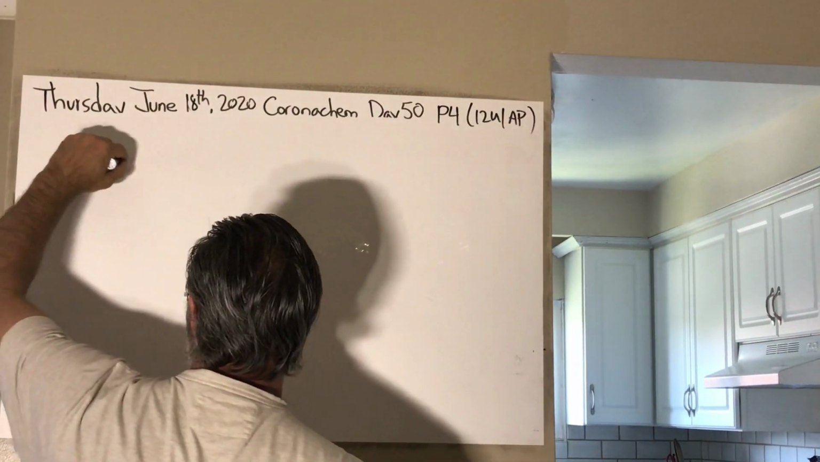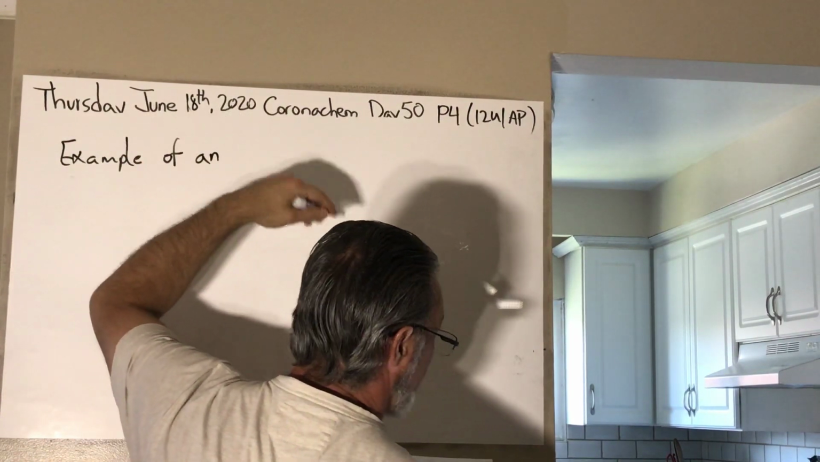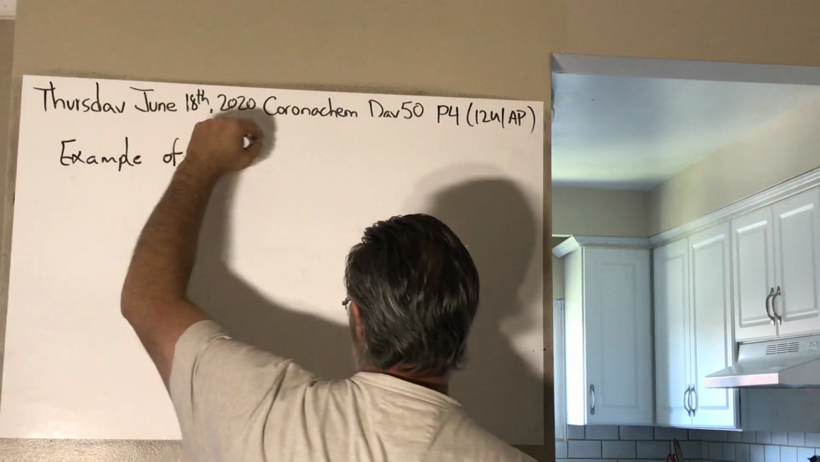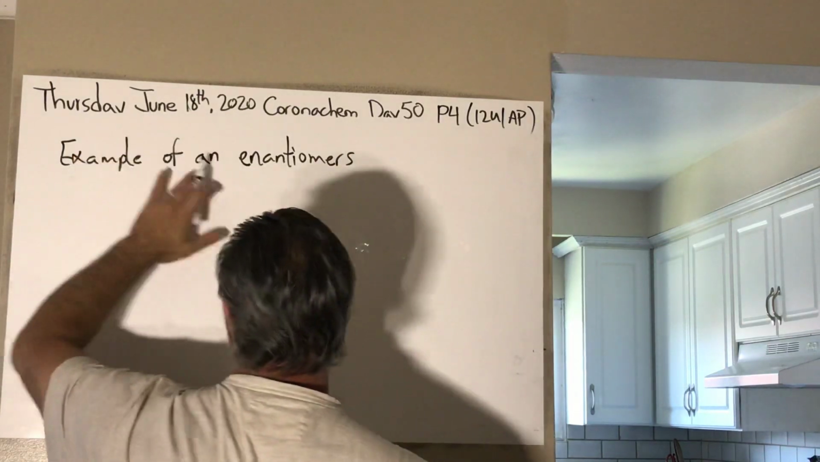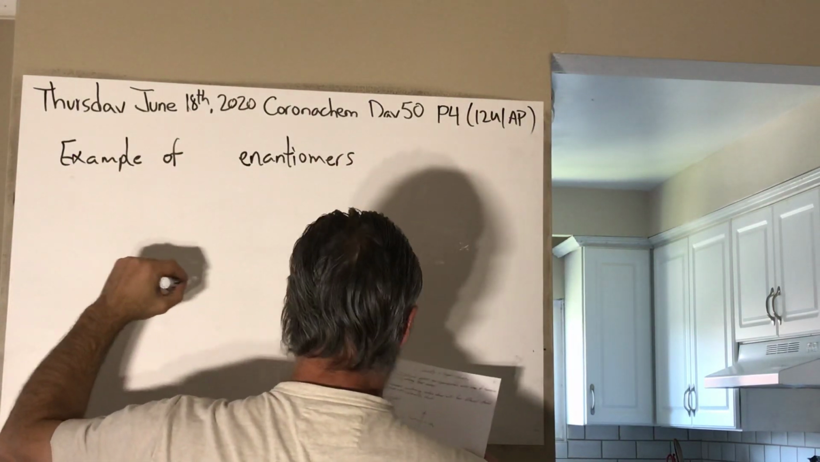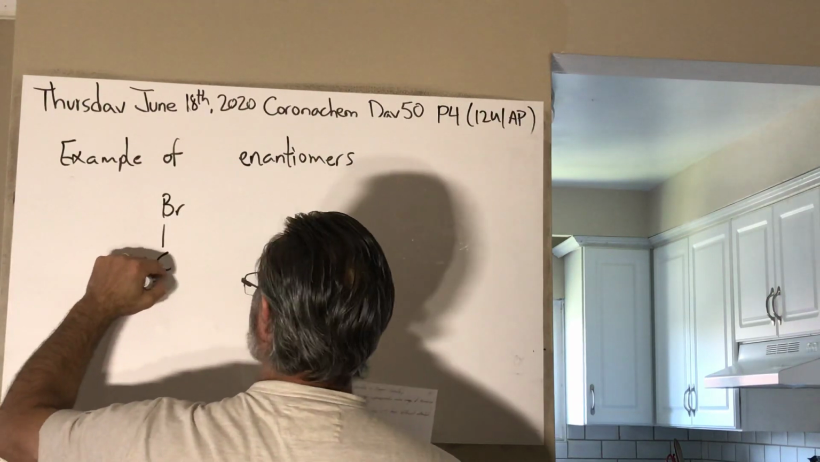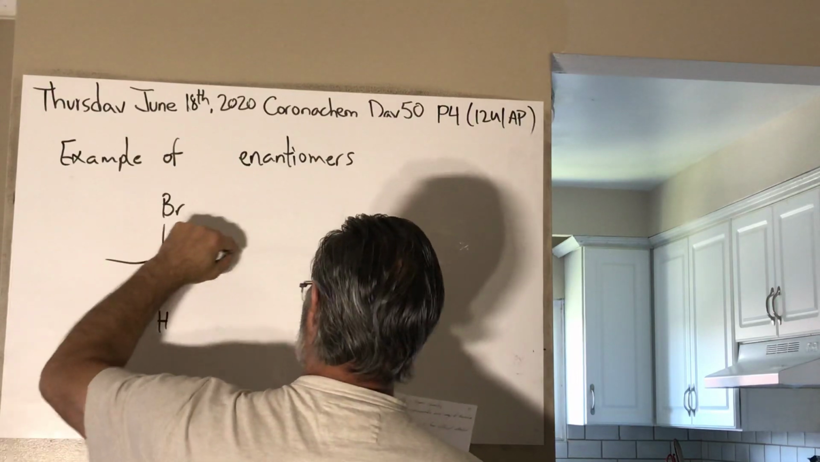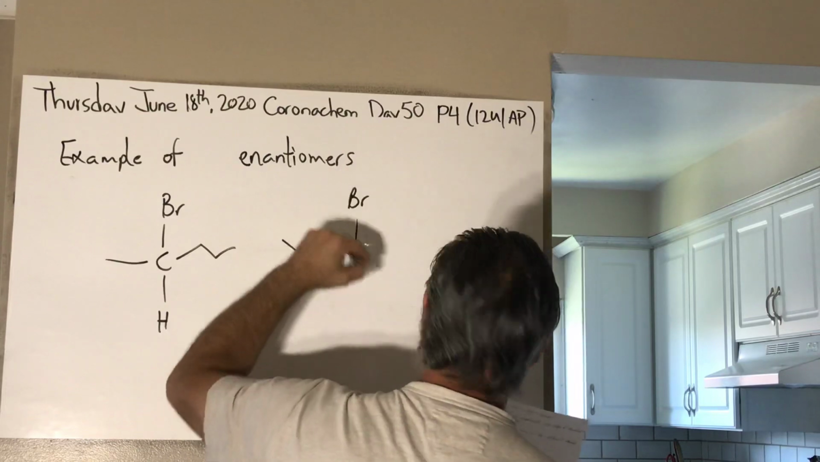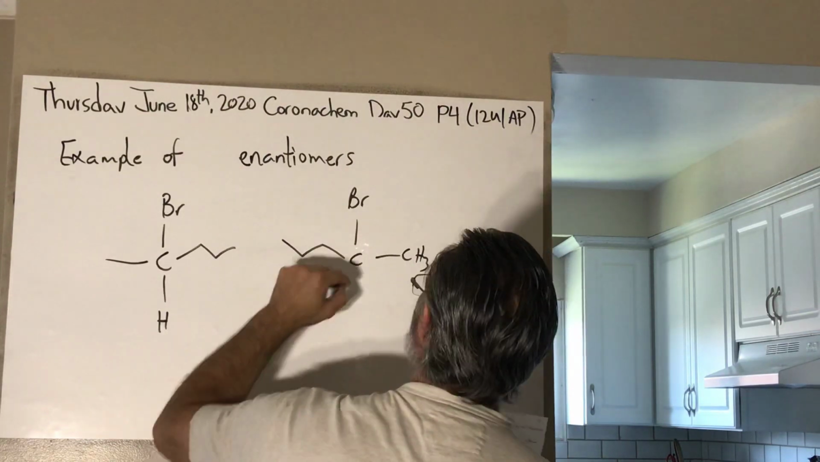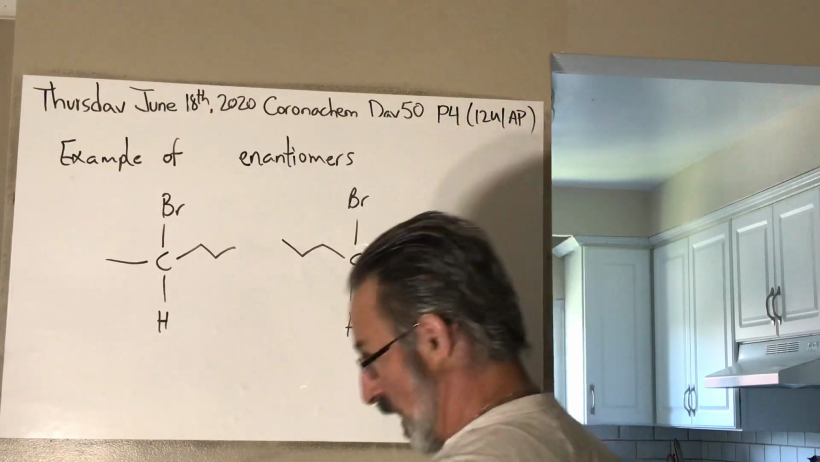Example of there's a special name for it, a non-superimposable mirror image is called an enantiomer. So a molecule with carbon with 4 different things attached to it. These molecules look identical because they're mirror images, but they're actually chiral.